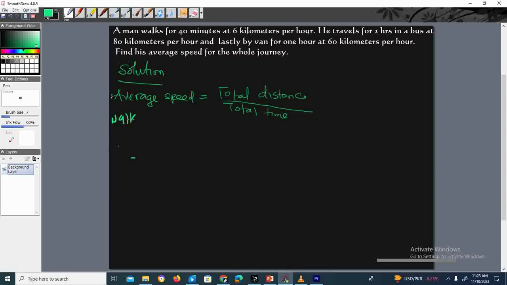The walking part distance is going to be given by the time he walked multiplied by the speed of walking, or the walking speed.